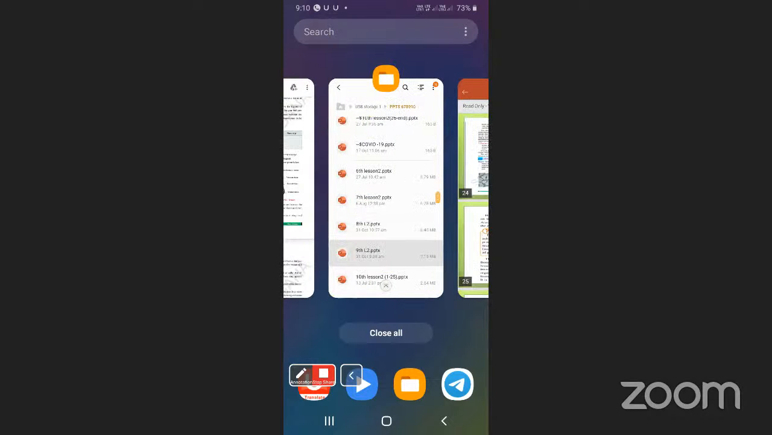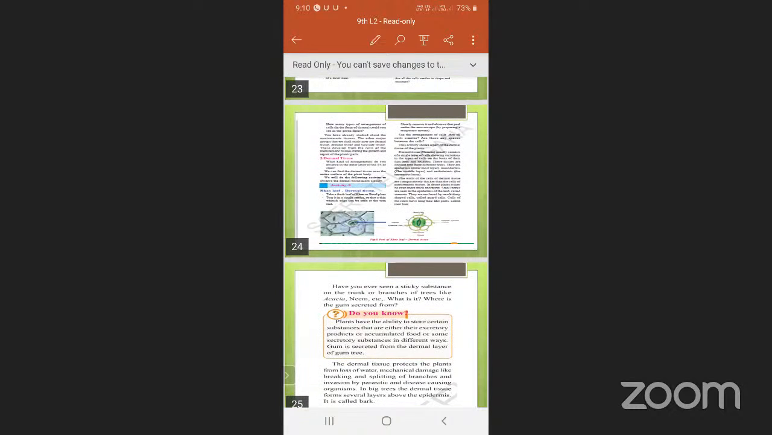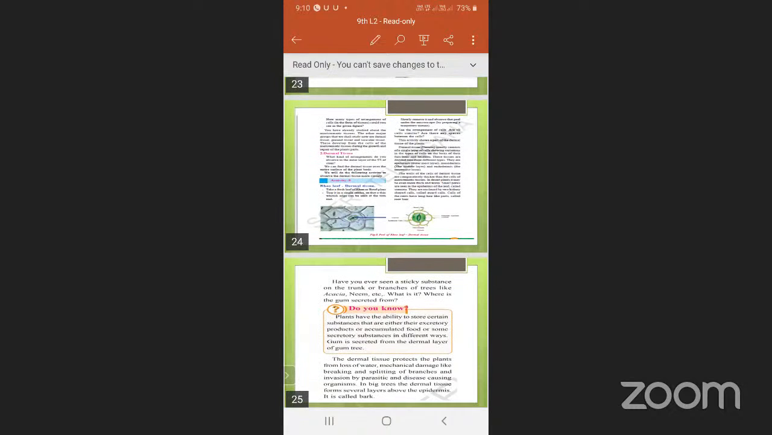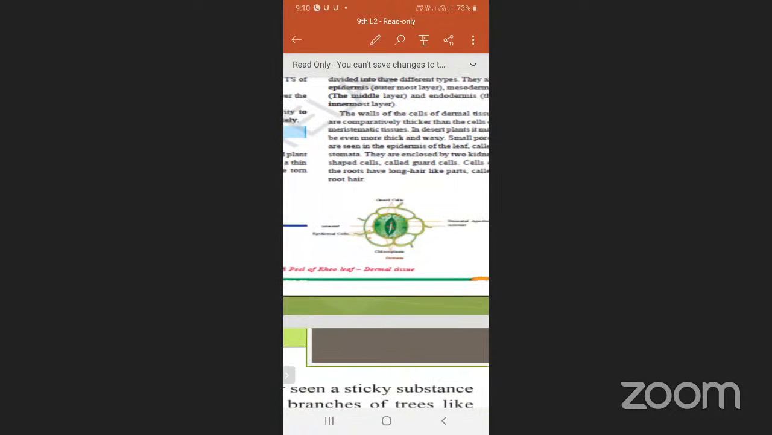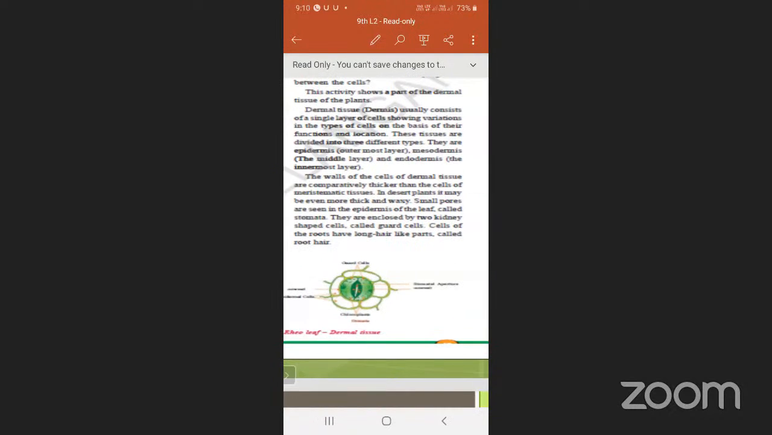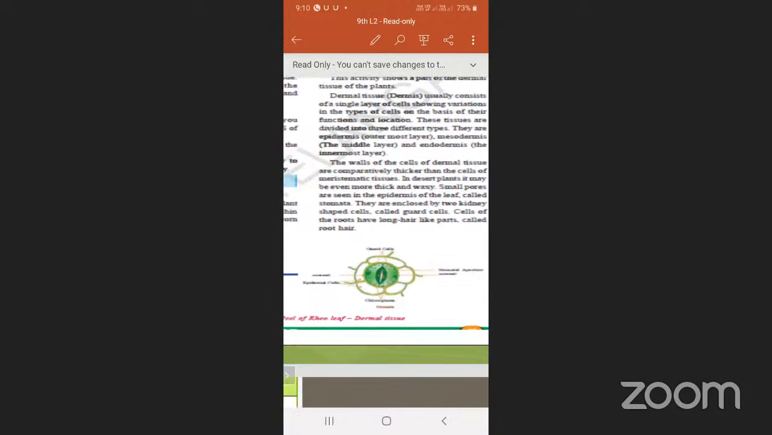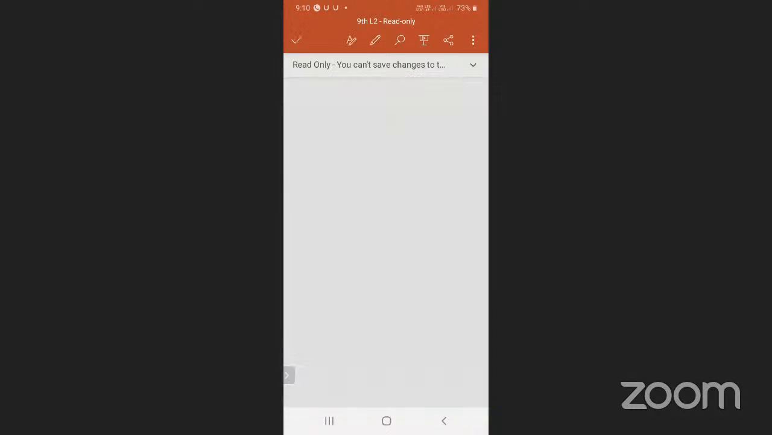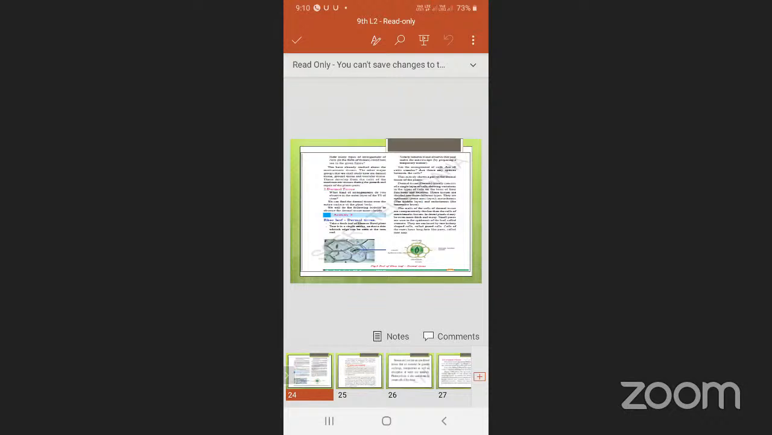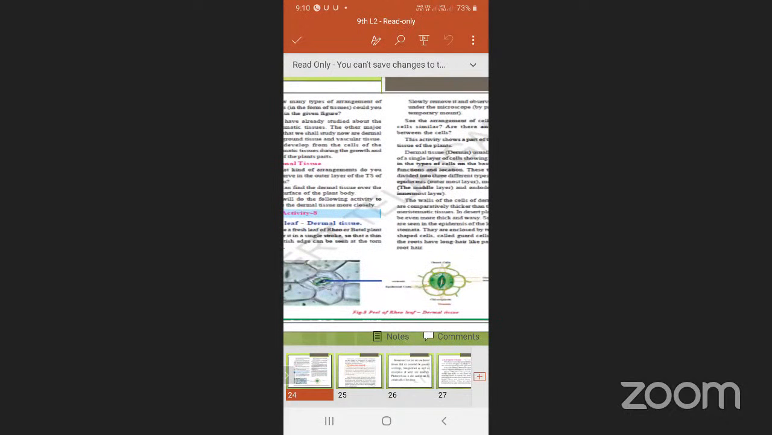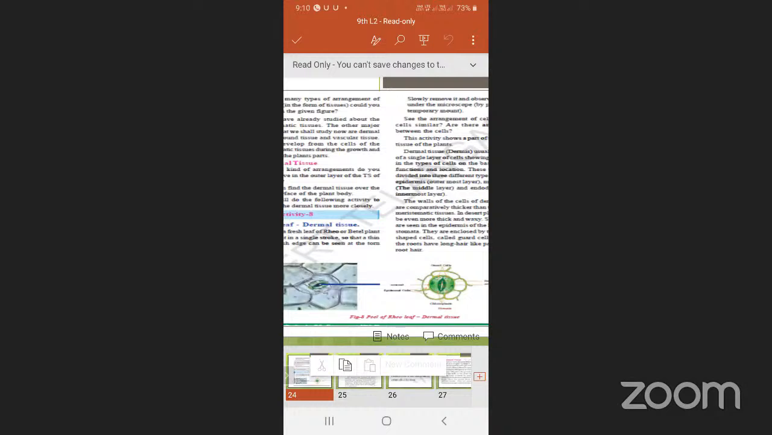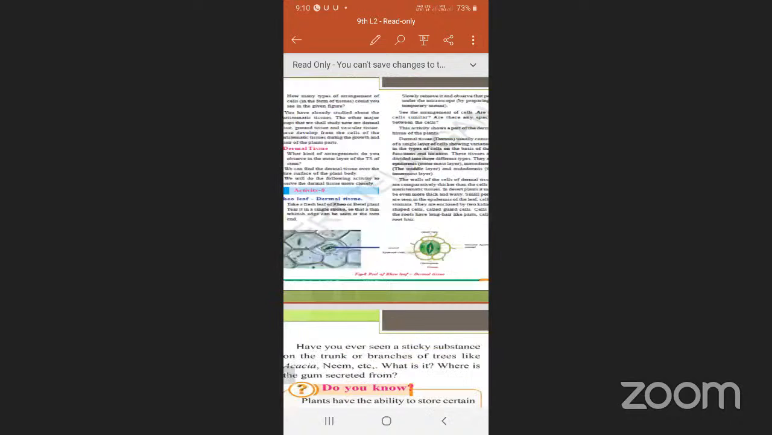Epidermis, mesodermis, and endodermis. Here, epidermis is the outermost layer. Mesodermis, meso, is the middle layer. Endodermis is the innermost layer.